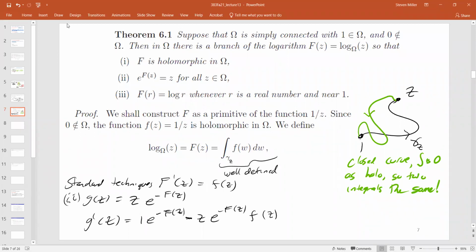So little f of z is just 1 over z. So this is now the same as e to the negative f of z times 1 minus 1, which is just 0.